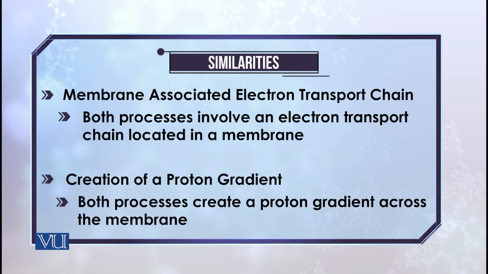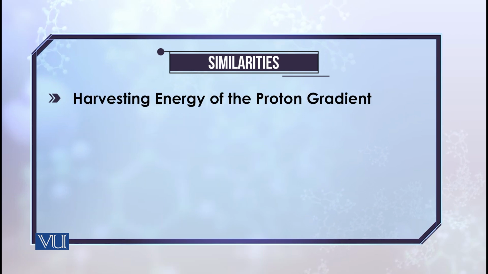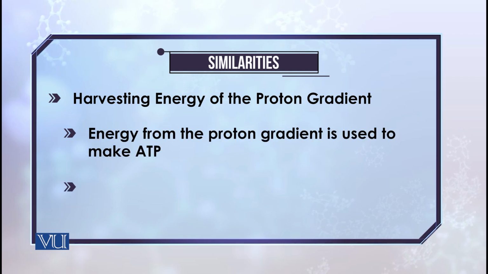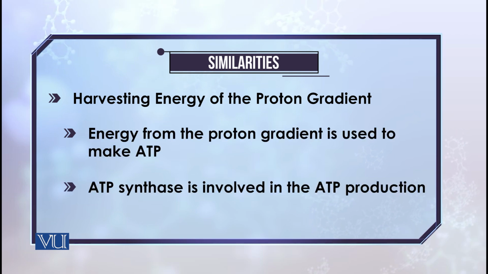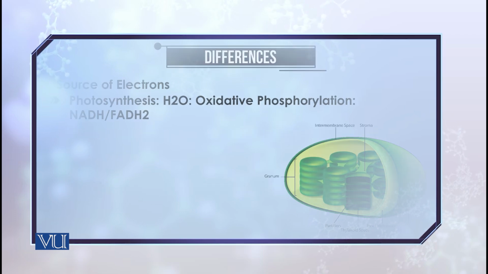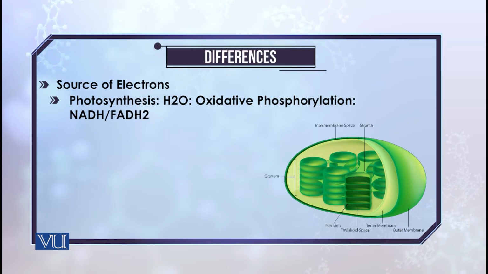The creation of proton gradient in both cases is because of the movement of the electrons. And not only is the formation of the proton gradient similar, but one other similarity is that the fate, the actual use of the proton gradient, is also similar. In both cases, you want to make ATP through the action of ATP synthase. But there are differences also which we have to keep in mind.